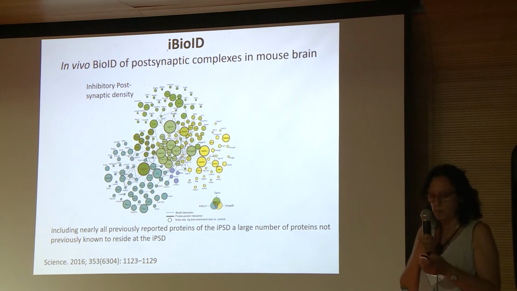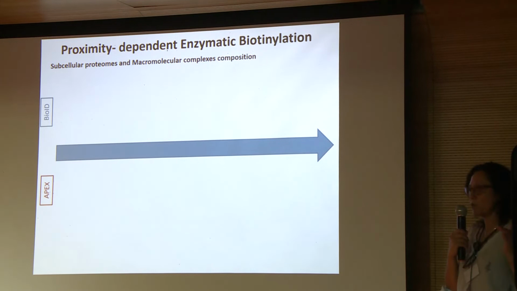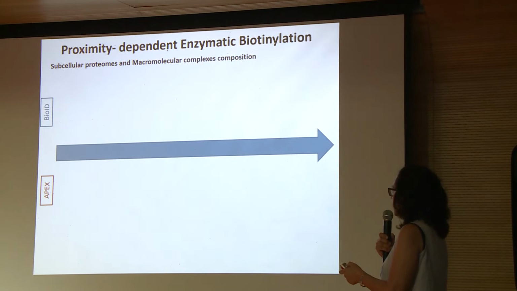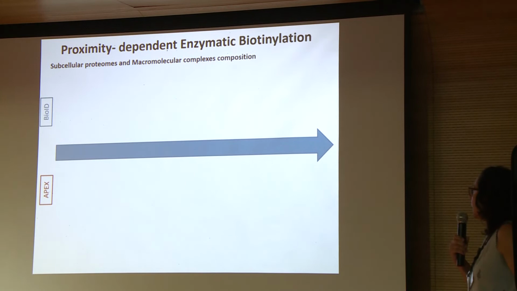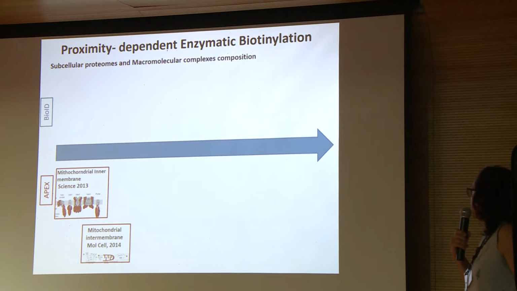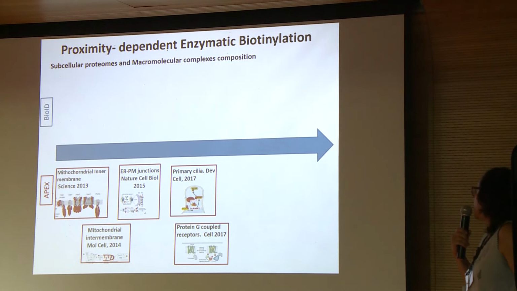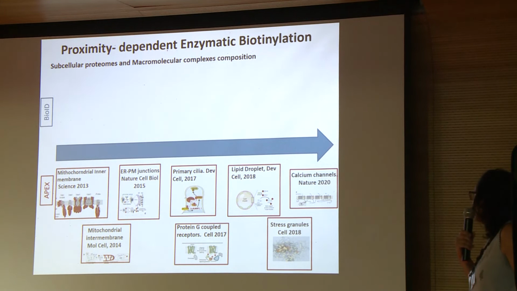So, really to finish, I just want to show you that these two strategies, BioID and APEX, have been introduced very recently, in 2012, 2013. And since the introduction of these techniques, there has been an awful lot of work done. In the case of APEX, for example, it was used to study the inner membrane of the mitochondria, the junctions of the plasma membrane with the endoplasmic reticulum, the primary cilia, signal transduction and response of G proteins, lipid droplets, stress granules. These are the more relevant ones that I selected, but there are many, many others.